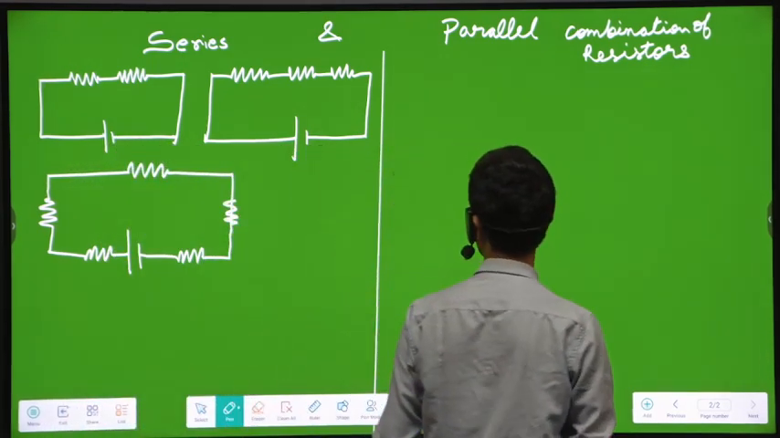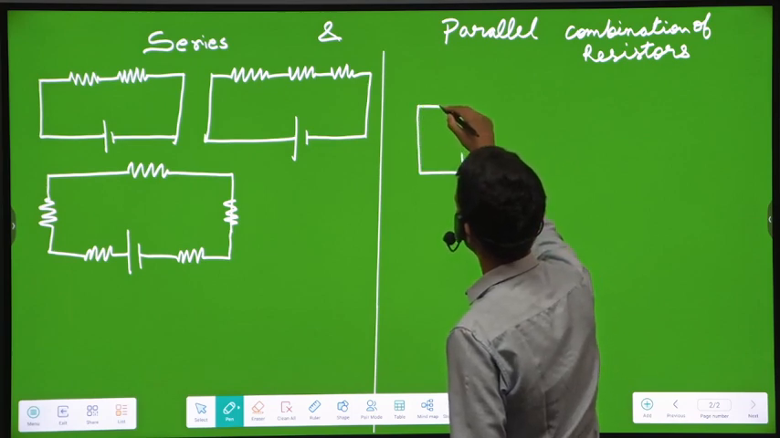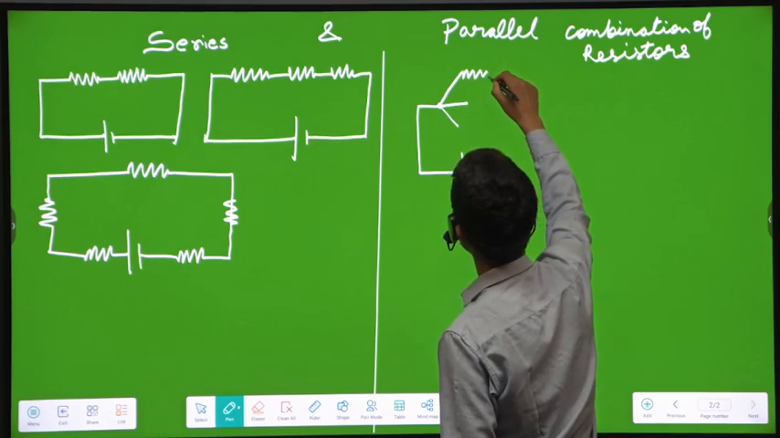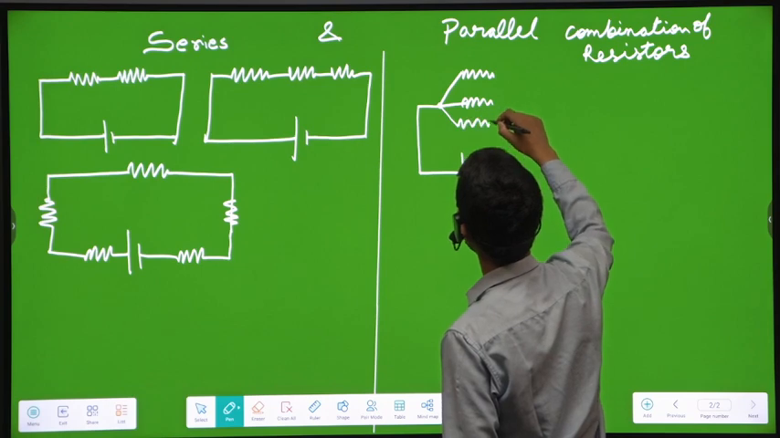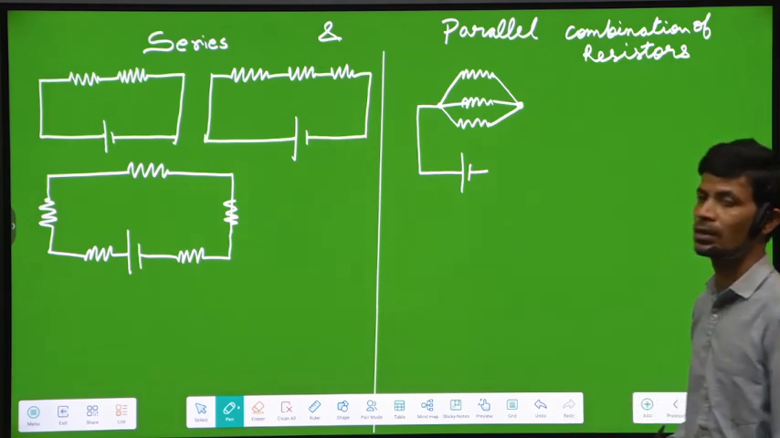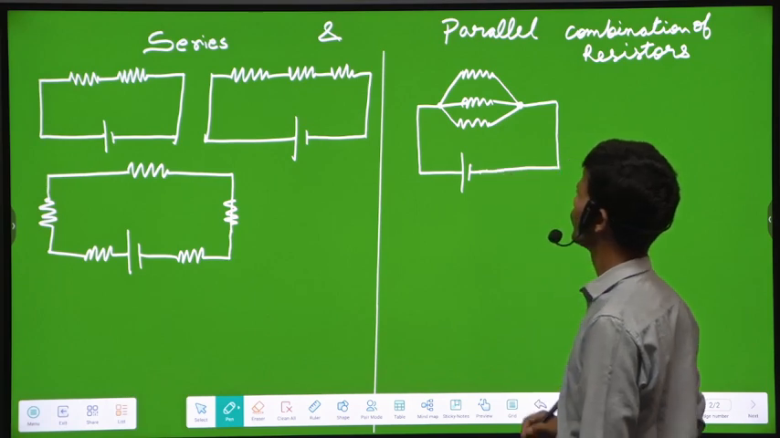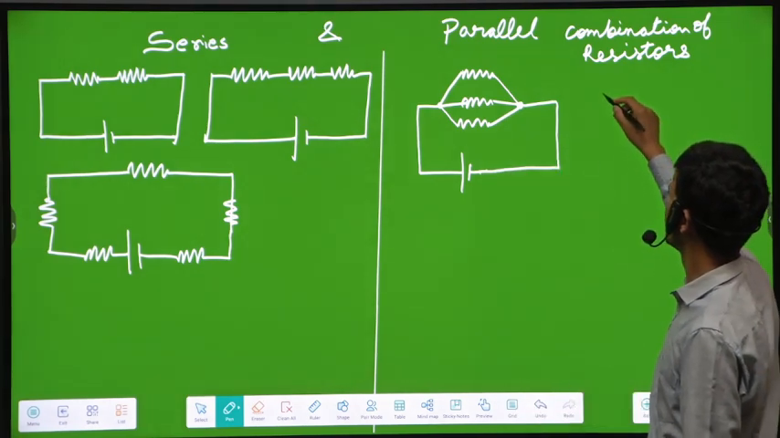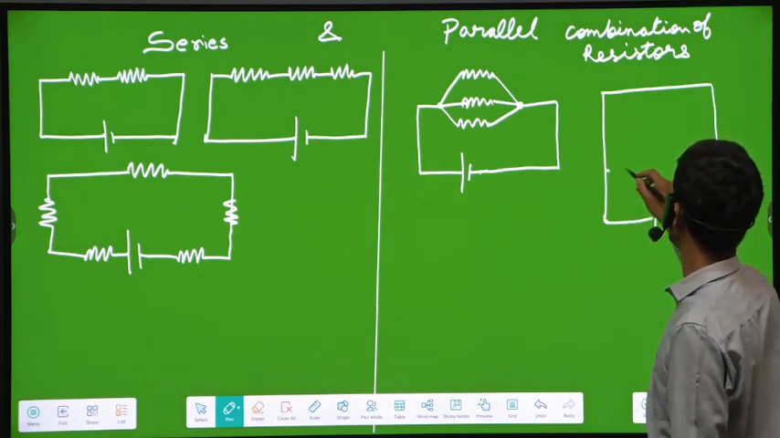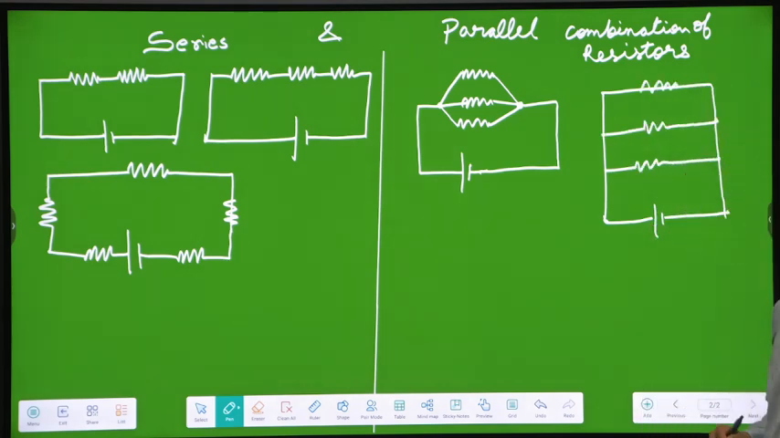In parallel combination, they branch out from a common point and then again join at the same point. So in fact, if I draw it like this, still they are in parallel combination.